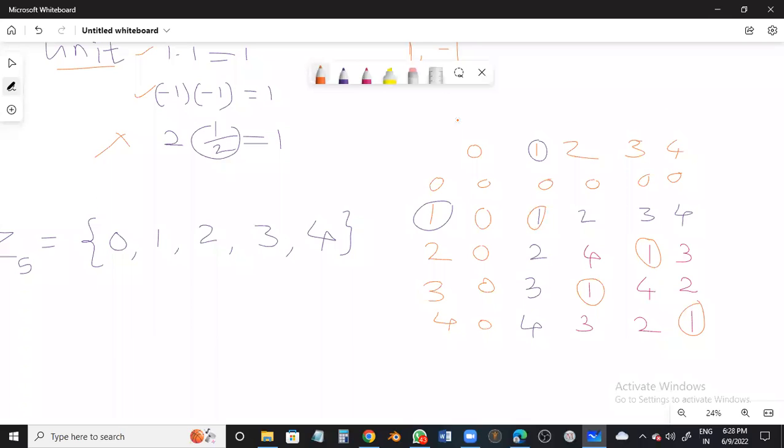What this means? Inverse of 1 is 1. Inverse of 2 is 3 here. Inverse of 3 is 2. And inverse of 4 is 4 itself. Are you following? So what are the unit elements in Z5? 1, 2, 3 and 4. We always think of non-zero elements. Is there any doubt?